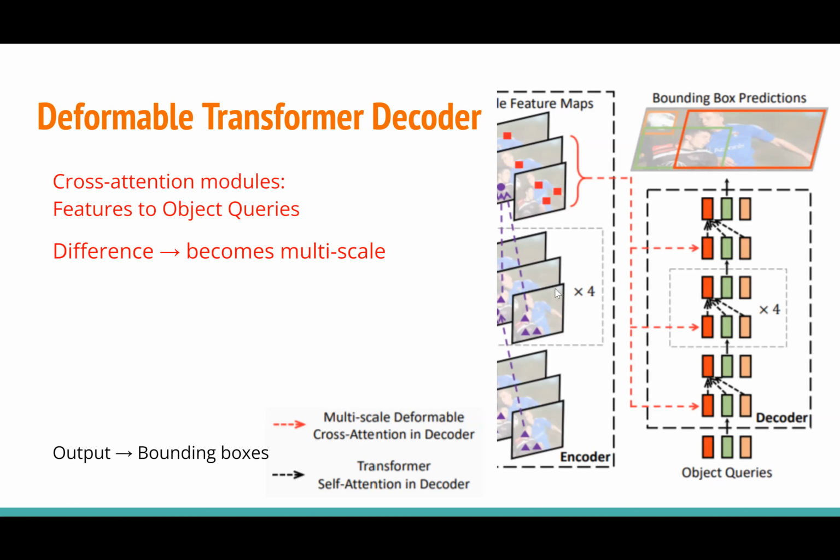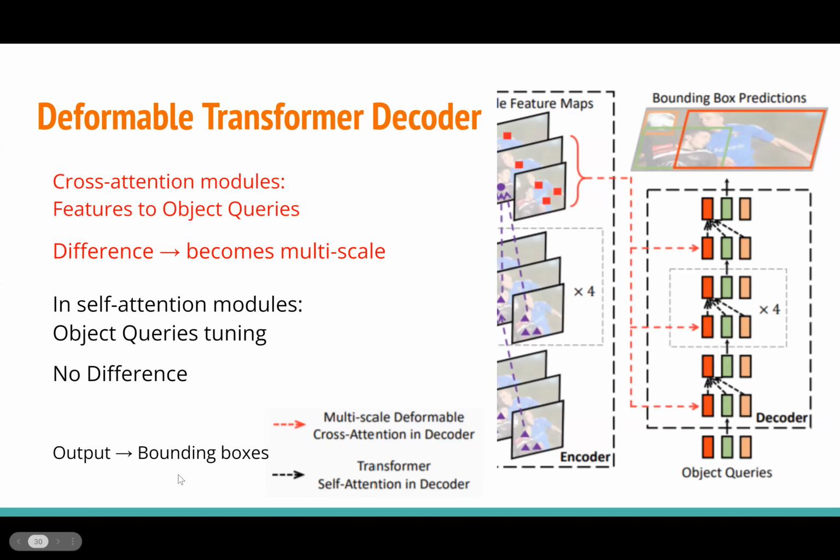Then, inside the decoder itself, we have what is called a self-attention, and we just perform it between the layers of the decoder on the object queries. It's the same as before. Another thing I wanted to add is we removed the FPN because it wasn't improving our score. So we're directly getting prediction boxes out of our decoder as an output.